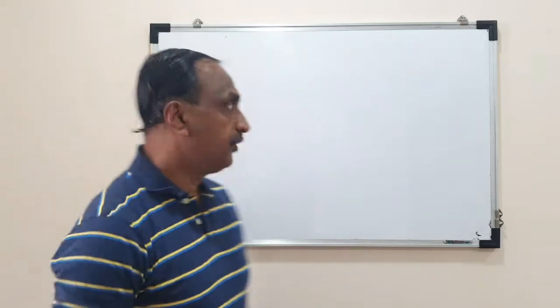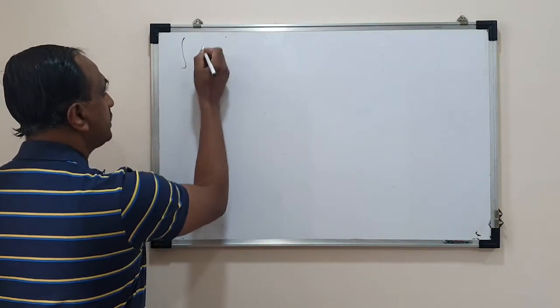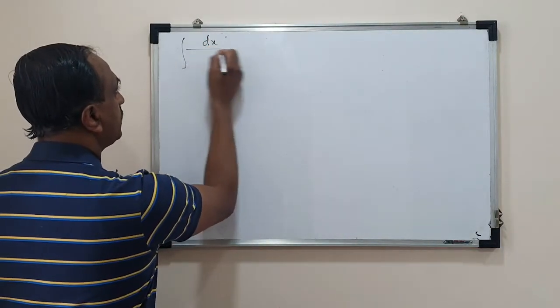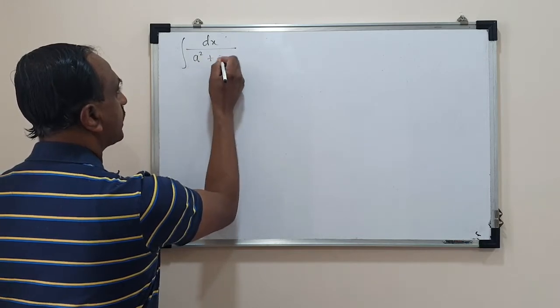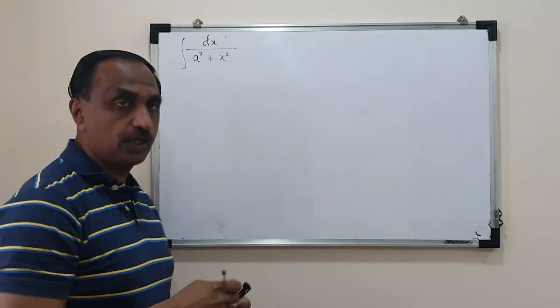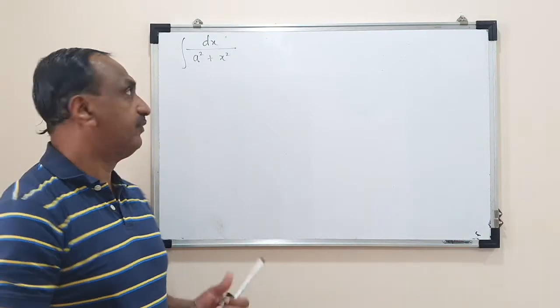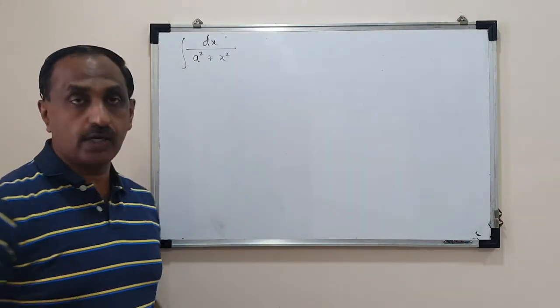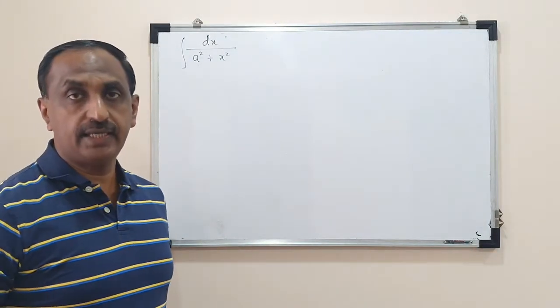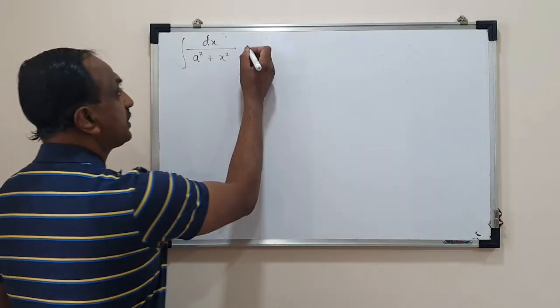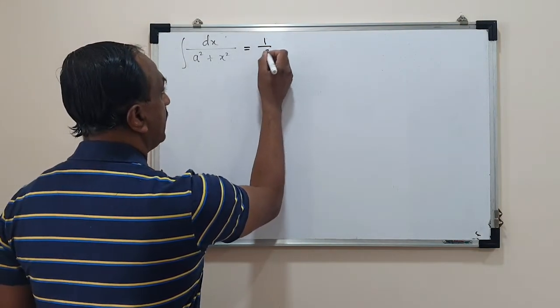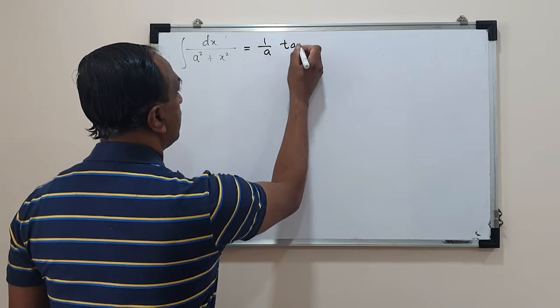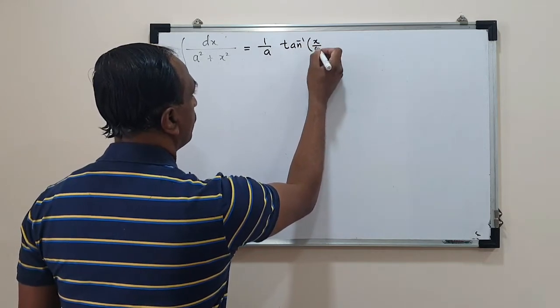Six formulae. First formula that I am going to discuss is this: integral dx upon a square plus x square. This particular formula is applied whenever we have a quadratic function in the denominator. So we will be learning later on what is the application. First I am going to only discuss the formula. It is 1 by a tan inverse x by a.